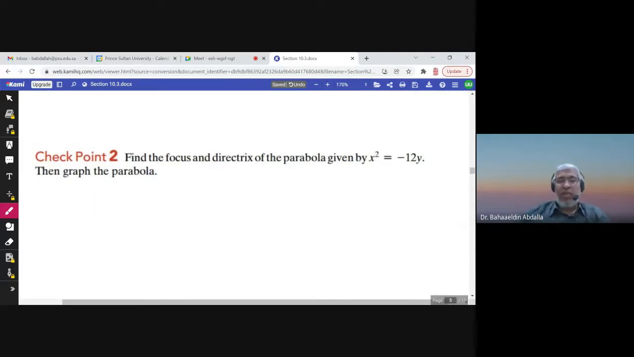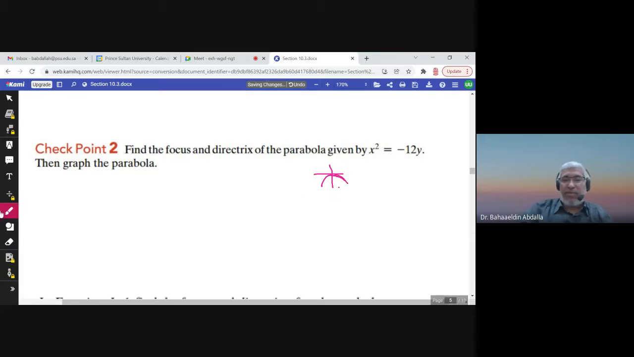Also here, the checkpoint, please do the same because it's similar. x squared equals negative something, so the graph will open downwards. Find the latus rectum and find the focus and the directrix.